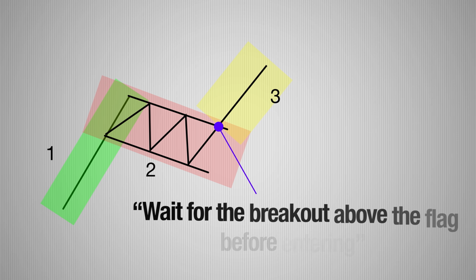This pattern works because after a strong move, traders take profits, but if the asset is still bullish, the buyers step back in and send the price even higher. The key to trading a bull flag: wait for the breakout above the flag before entering. You don't want to buy the dip blindly. Wait for the price to show you strength again.